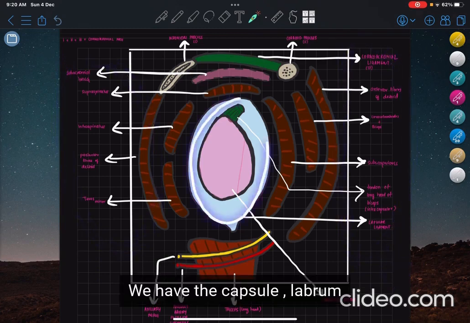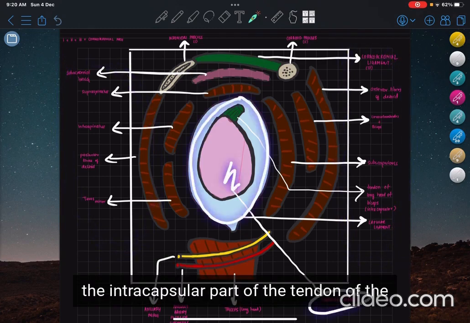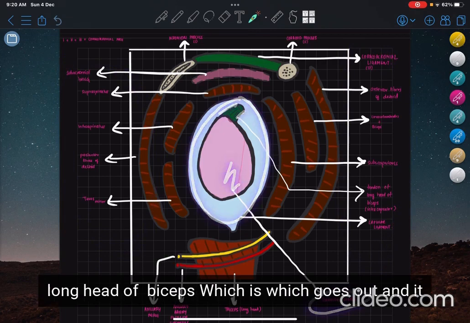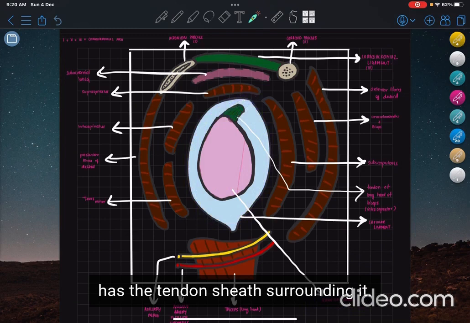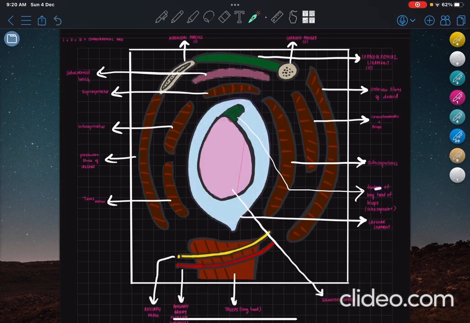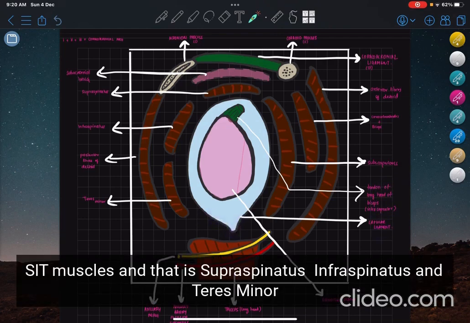We have the capsule, we have the glenoid labrum here, and then we have the intracapsular part of the tendon of the long head of biceps, which goes out, and it has the tendon sheath surrounding it. So that is the tendon of the long head of biceps, which is intracapsular. Now posteriorly we have the SITS muscles: supraspinatus, infraspinatus, and teres minor.